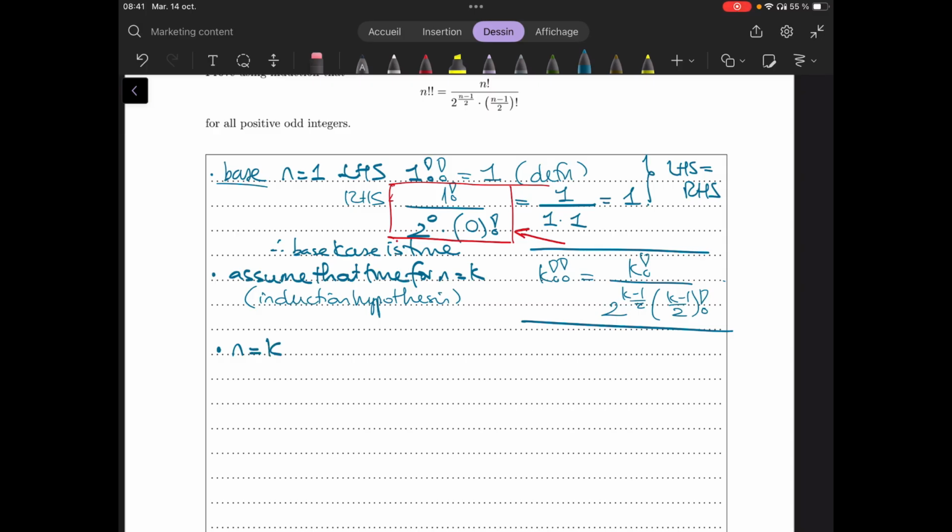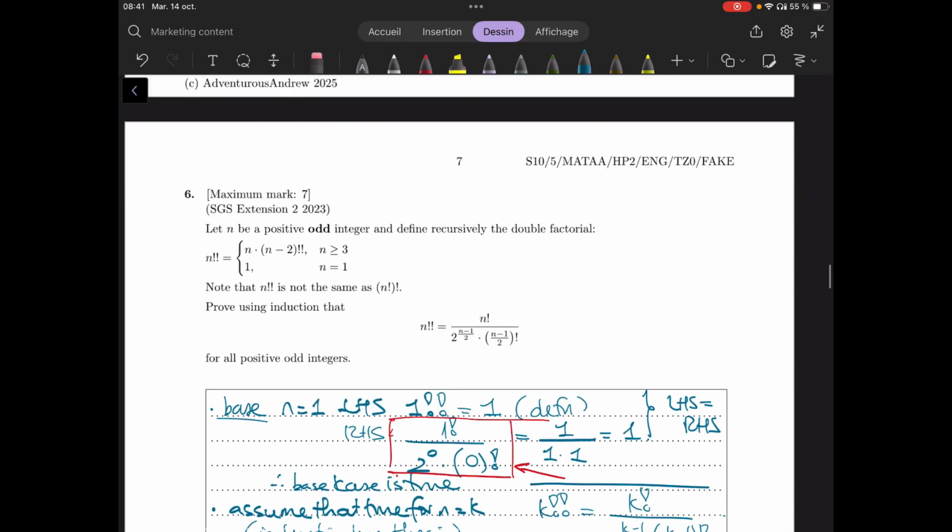Now we'll consider the case n equals k plus 2. Now you might be wondering, why is it plus 2 here? Because this double factorial is only defined for odd integers. Every single time we are moving up 2 units, 1, 3, 5, 7. It is not n equals k plus 1.